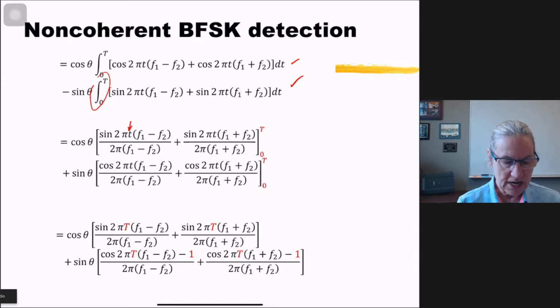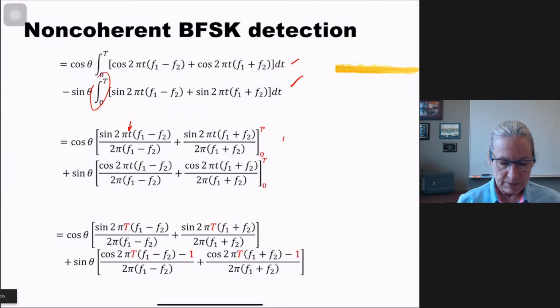And these integrals are definite integrals, and they are to be evaluated between 0 and T, the time of a symbol. So I have a sine of the difference divided by that difference in the argument, sine of the sum of the arguments divided by the multiplicative factor of t, in this case 2 pi times f1 plus f2, and the same thing with the cosines.